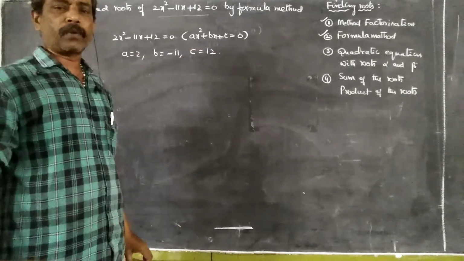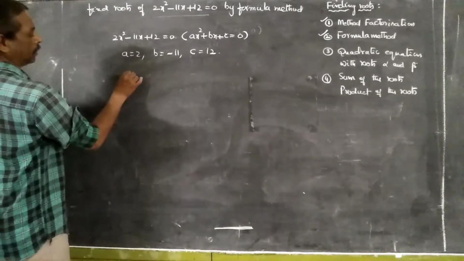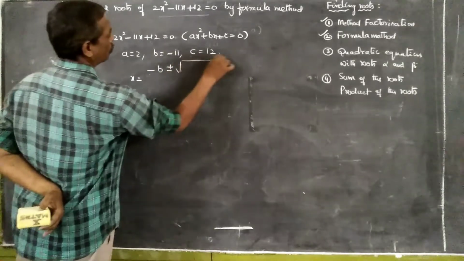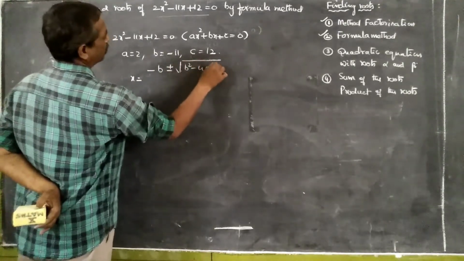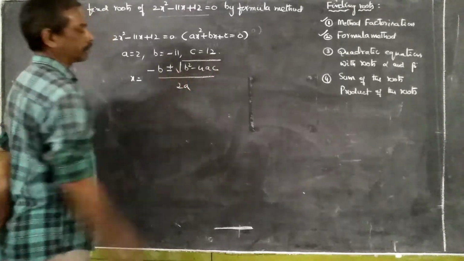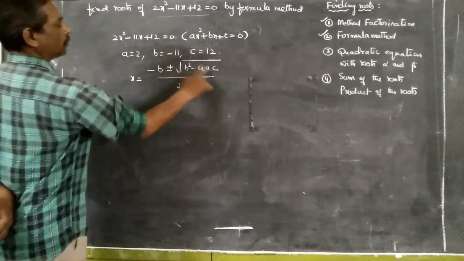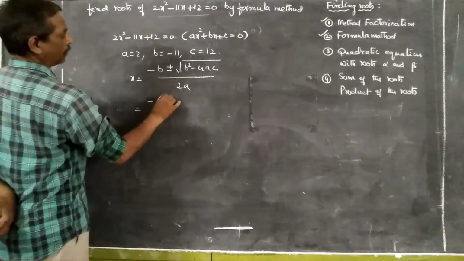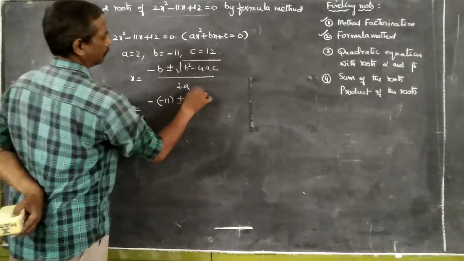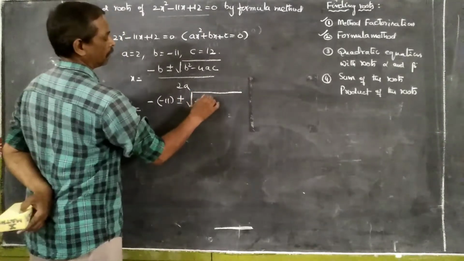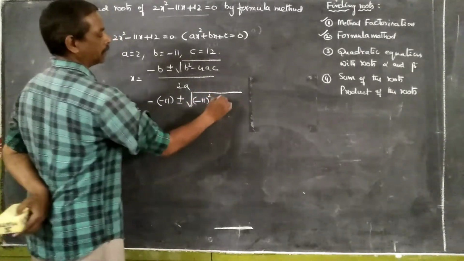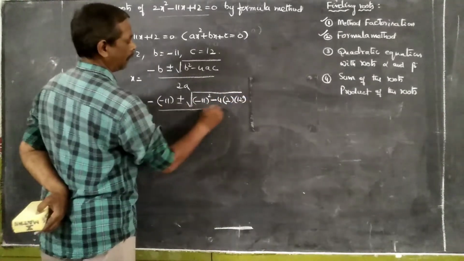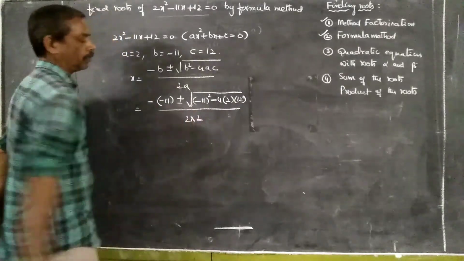Now write the formula for roots of the quadratic equation: x = (−b ± √(b² − 4ac)) / 2a. Substitute the a value, b value, c value. Minus b equals minus of −11, plus or minus square root of (−11)² − 4 into a into c, by 2a, 2 into 2.